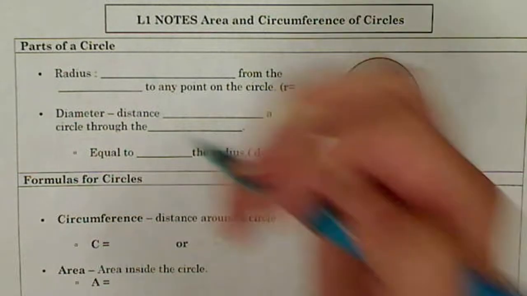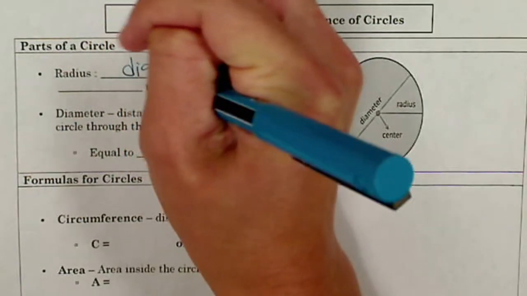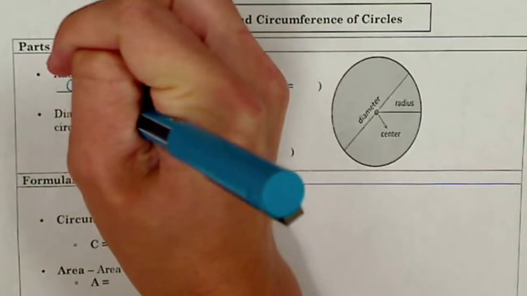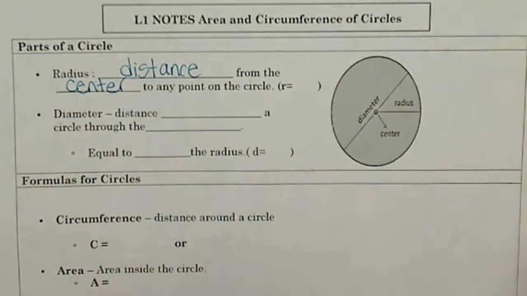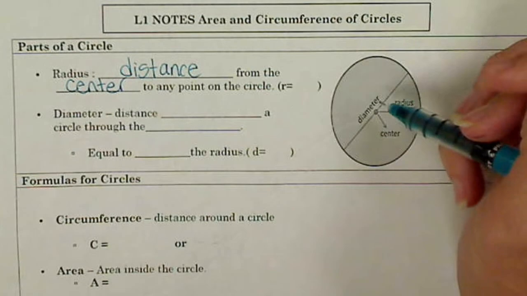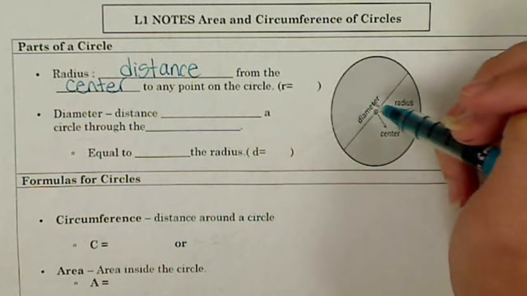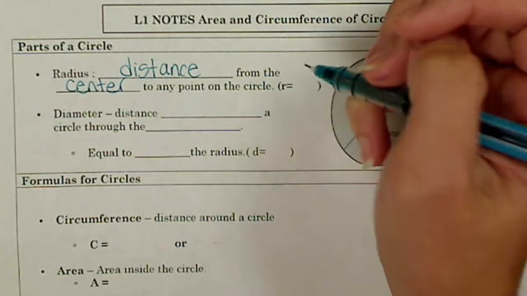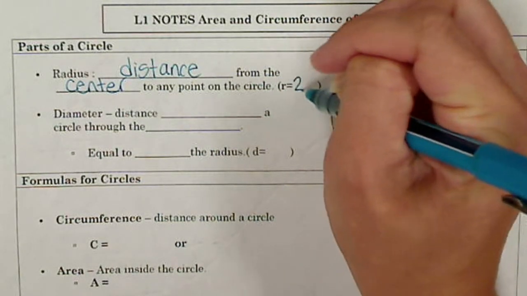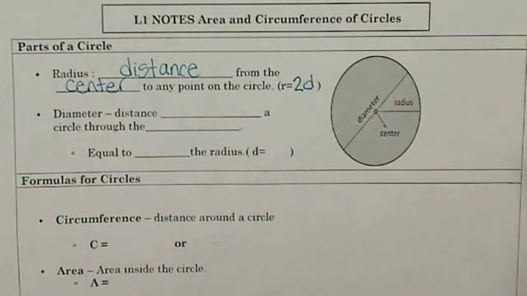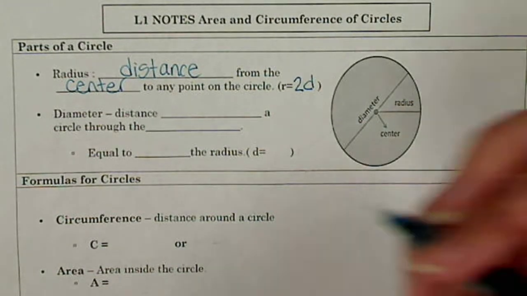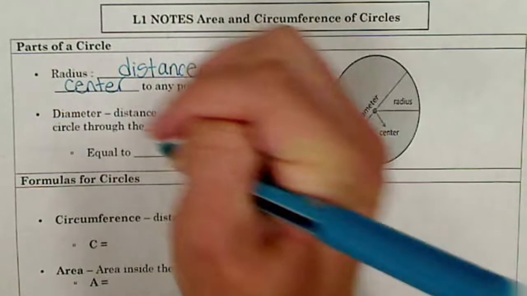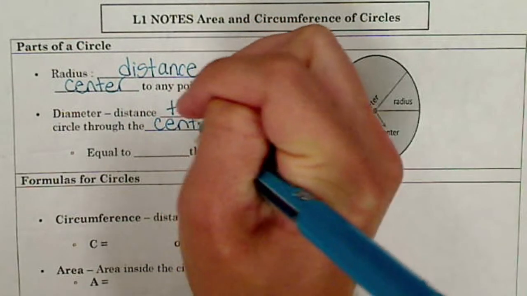So the radius is the distance from the center to any point on the circle. So it can go from the center out in any direction, but it has to come from the center. The radius is equal to 2 times the diameter. The diameter is the distance through a circle, and it has to go through the center.